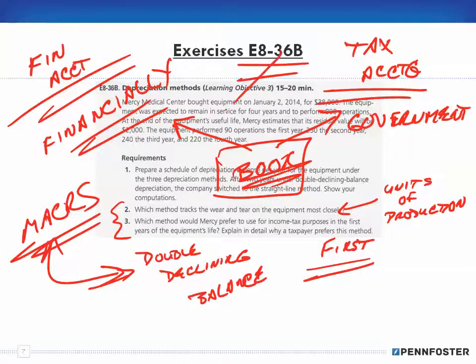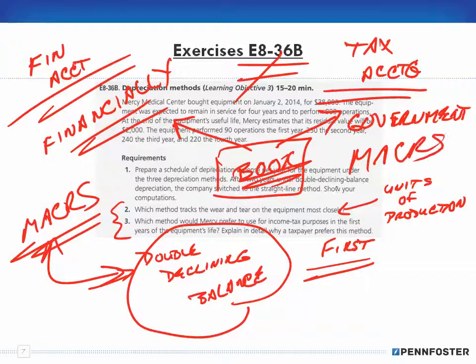These are not equal. So if you want your financial statements to more closely conform to your taxes, then you want to use the double declining balance. However, financially, that might not make the most sense. It might make more sense to use units of production or straight line depreciation. But when you're doing taxes, you have to use MACRS, and you have no choice in that matter.